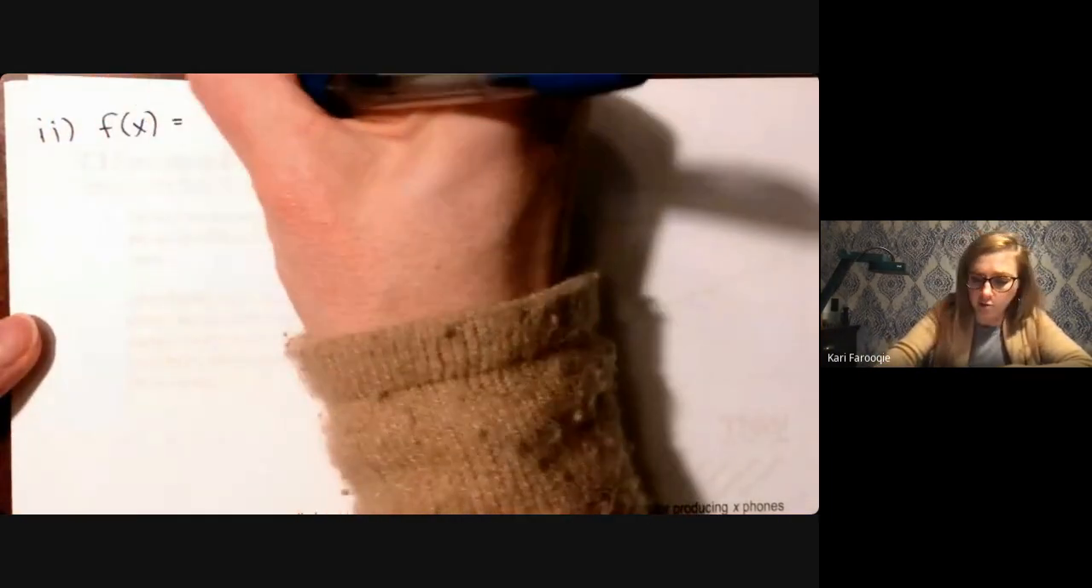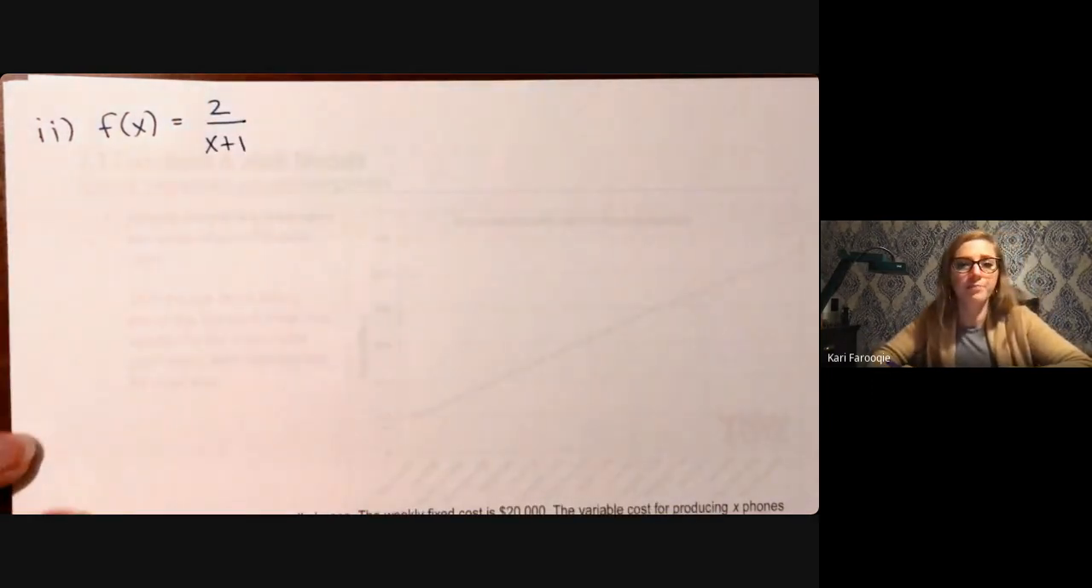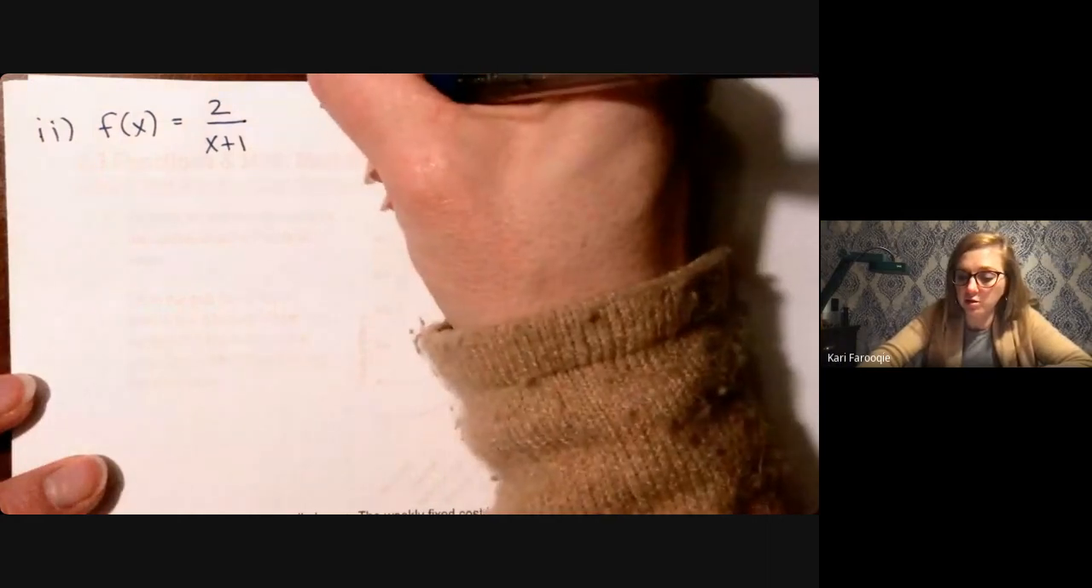F of x equals 2 over x plus 1. So we worked quite a bit already with the difference quotient, but remember, I'm looking for three things. I'm looking for f of a plus h, f of a, we're going to subtract off of that, and we're going to divide that quantity by h. So let's go ahead and start finding what we need.